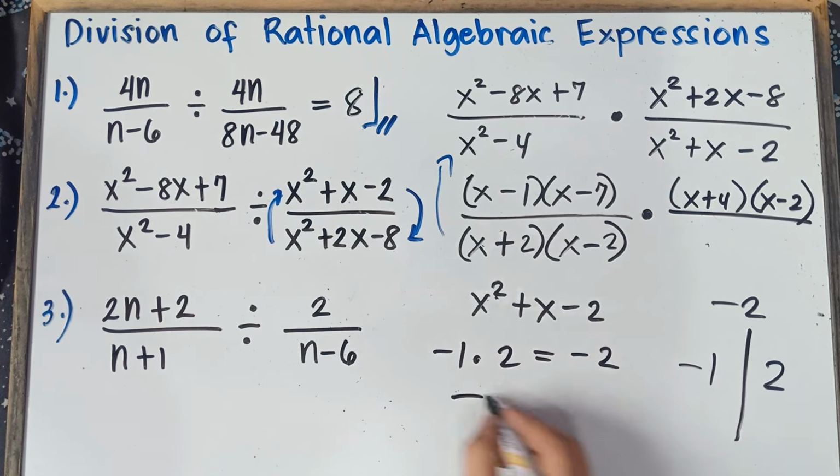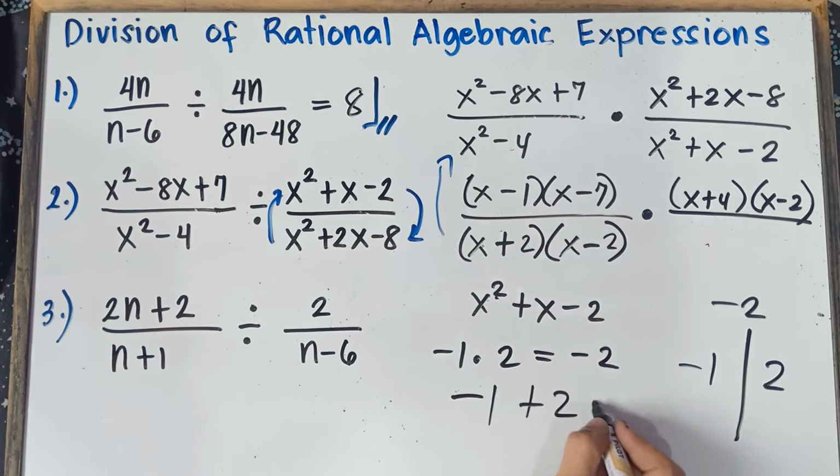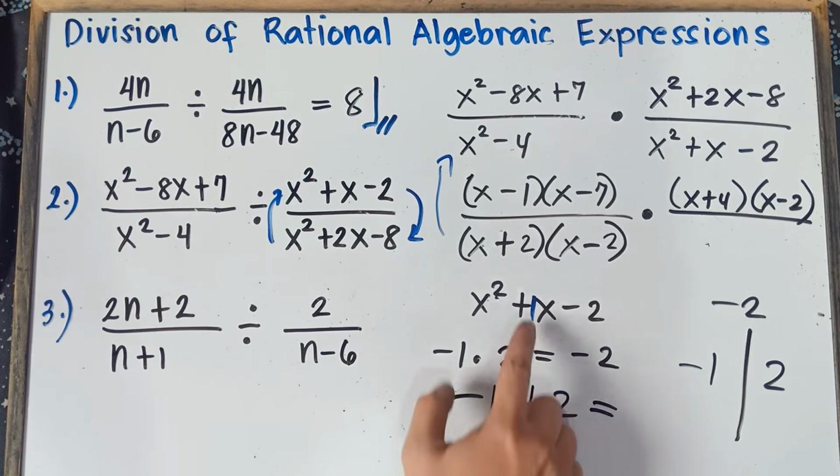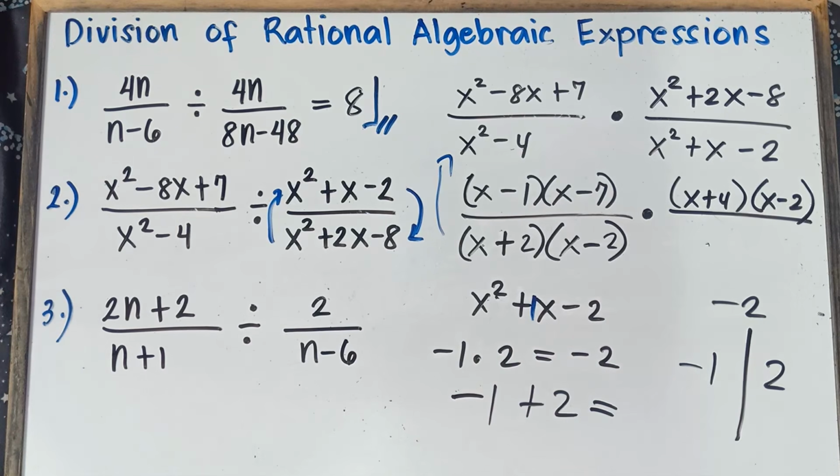If we combine negative 1 with positive 2, can we get positive 1? Understood that there's 1 here. Can we get positive 1 from negative 1 plus positive 2? Yup, we can get positive 1. Why is that, sir? If they don't have the same sign, subtract. 2 minus 1 is 1. Now 2 is greater than 1, so we copy the sign of 2. That would be positive 1.